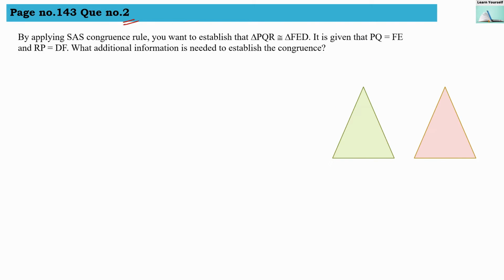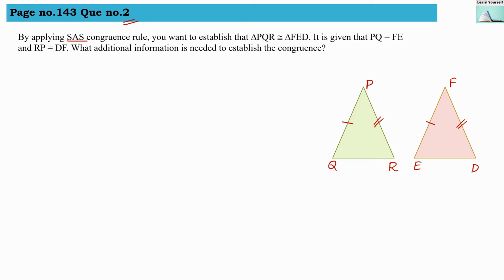Question number 2. By applying SAS congruence rule, you want to establish the congruency between triangle PQR and triangle FED. So these are our triangles, PQR, and another triangle is FED. It is given that PQ equals FE, so PQ side is equal to FE, and RP is equal to DF. What additional information is needed to establish the congruence?